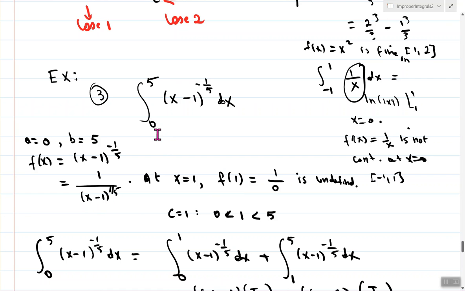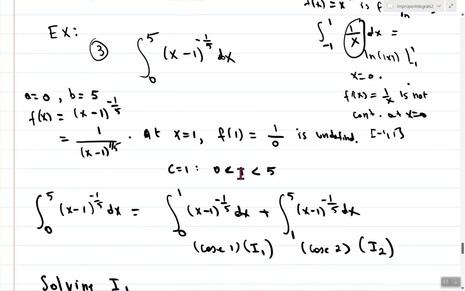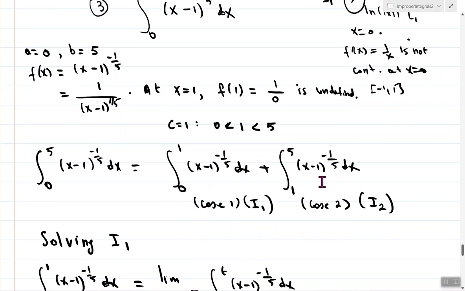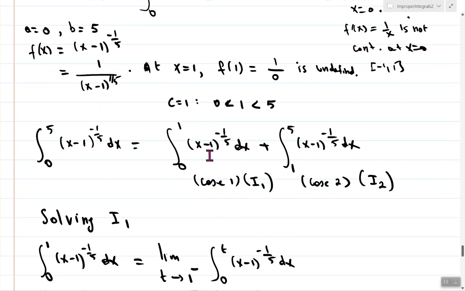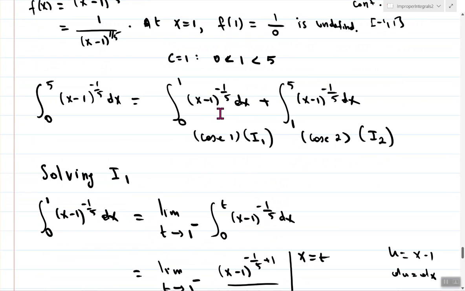x equals 1 is between 0 and 5. Okay, so c is 1, a is 0, b is 5. The function is undefined at 1. So we're going to split this integral as the integral from 0 to 1 plus the integral from 1 to 5. So you have two integrals. This is case 1 because the function is undefined at the upper limit. This is case 2 because the function is undefined at the lower limit. So we're going to start solving for I1, this one here.